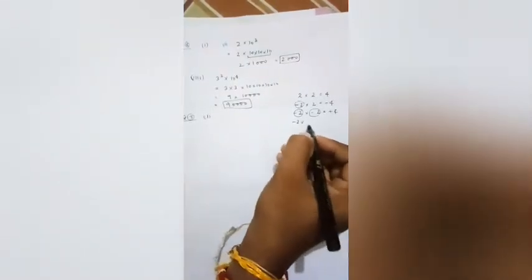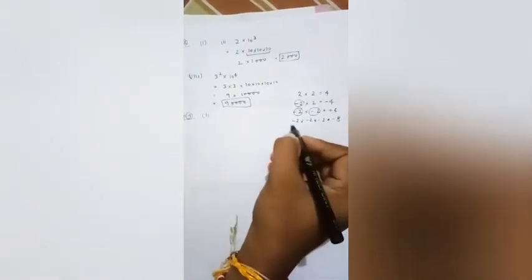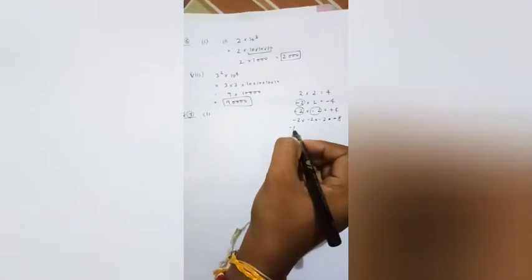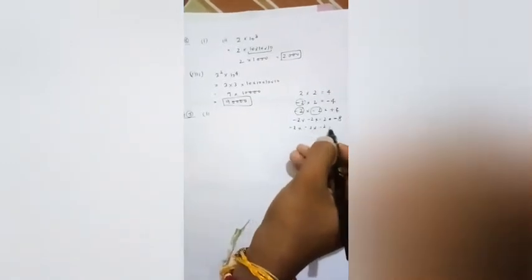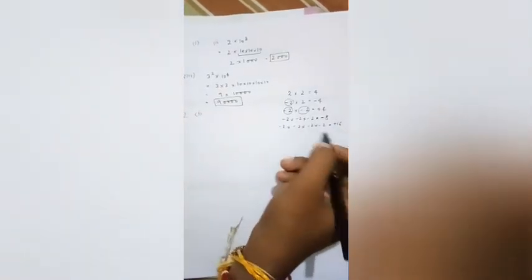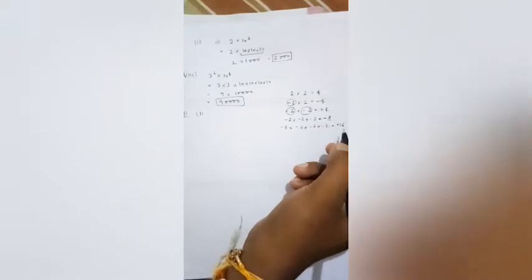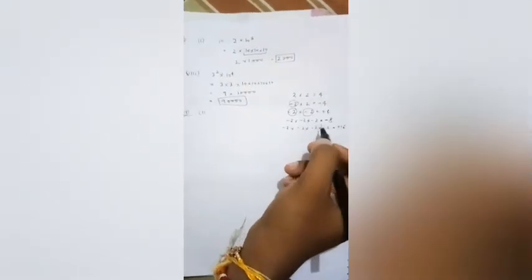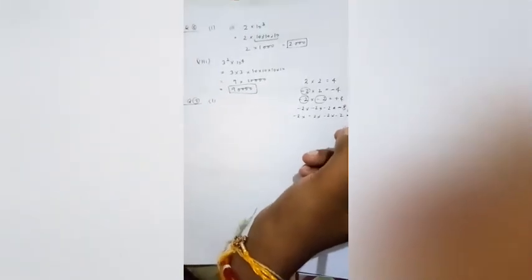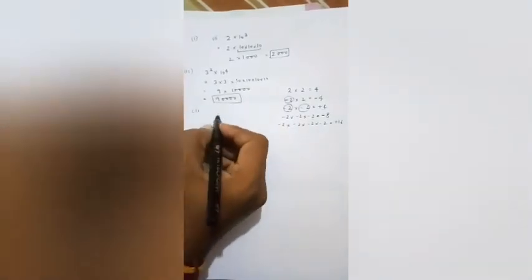If I am talking about minus 2 into minus 2 into minus 2, then the answer would be minus 8. Why? Because there are 3 minus signs, and 3 is an odd number, so the minus sign would be there. If I am talking about minus 2 into minus 2 into minus 2 into minus 2, then the answer would be plus 16. Why plus? Because 4 minus signs are there and 4 is even. If an even number of minus signs is there, the answer would be plus. If an odd number of minus signs is there, the answer would be minus. Or you can say if the power is even, the answer would be plus. If the power is odd, the answer would be minus.